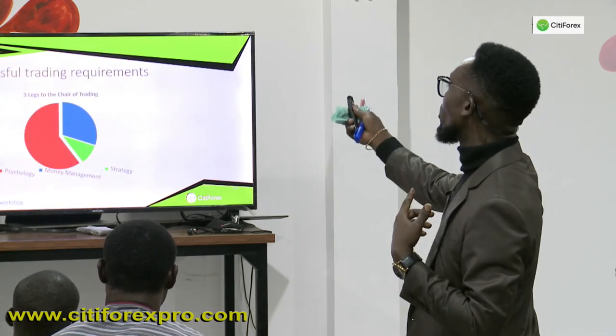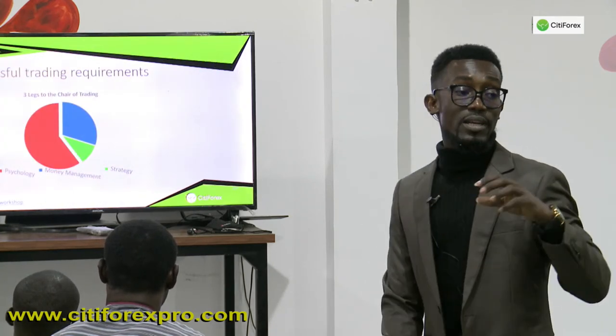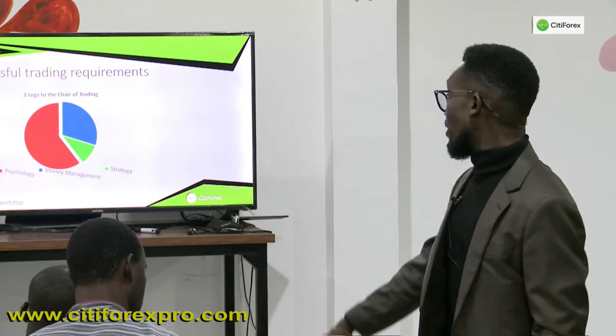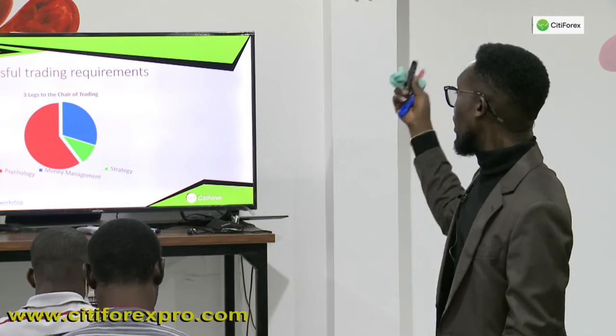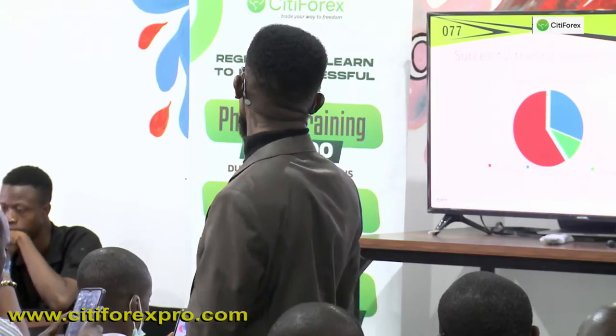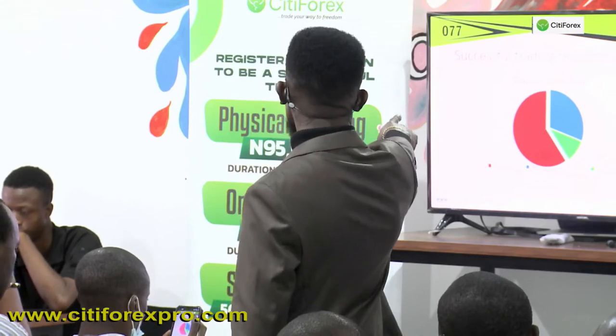So what do you need to trade successfully? Trading stands on a three-leg chair. And these are the three things: your money management, your strategy, and your trading psychology. Is that okay? And then let me shock you. It's trading psychology that carries the highest weight. The methodology that you're using to trade carries the least.